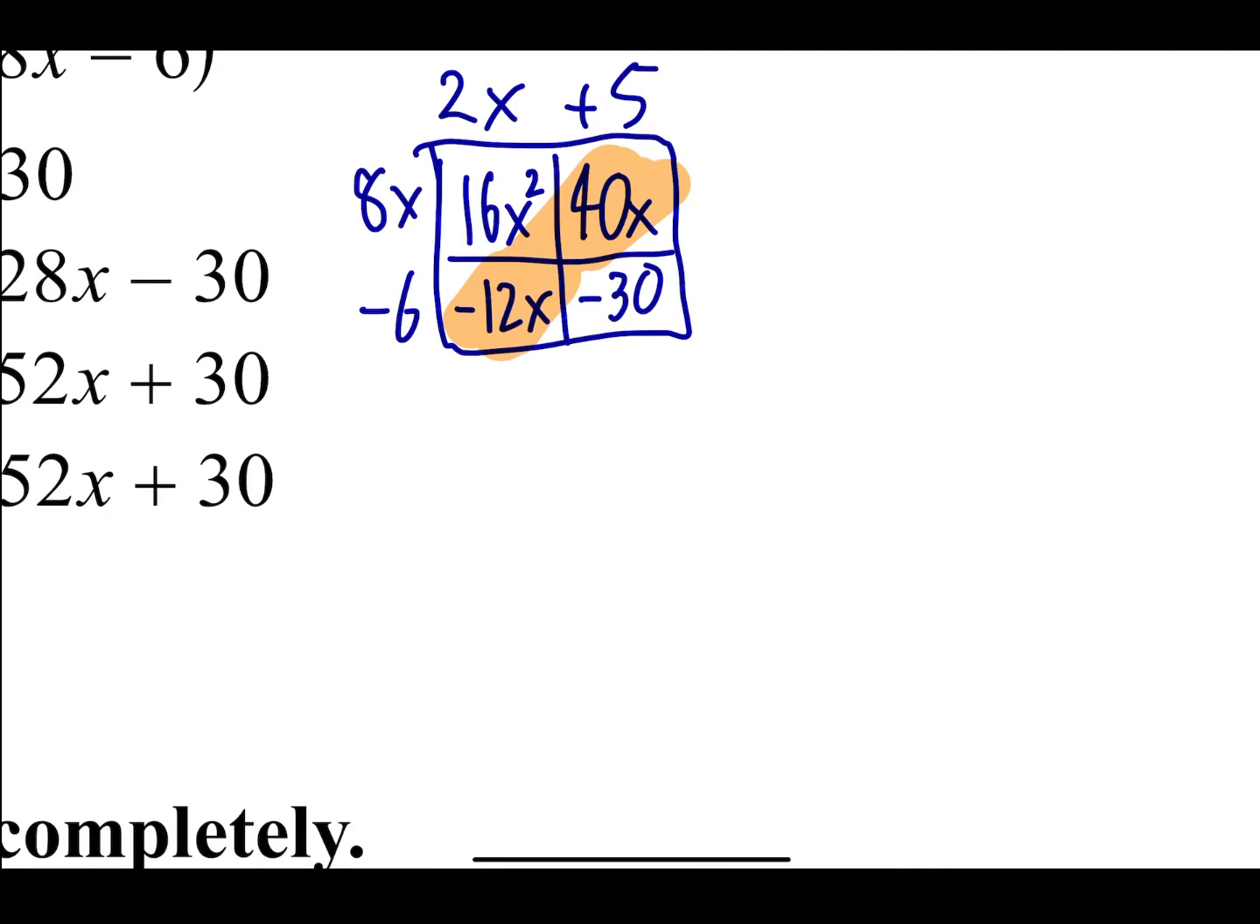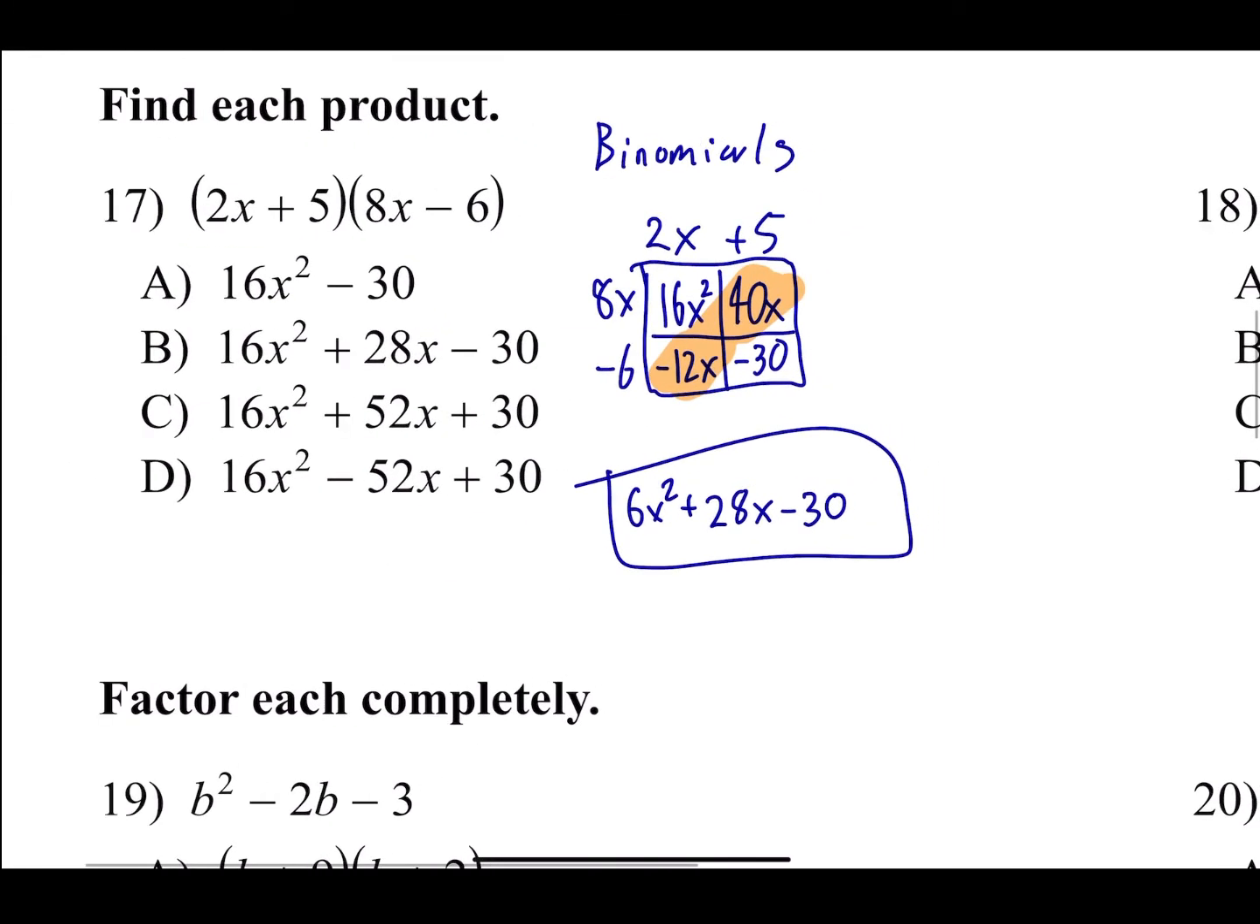So 40 minus 12. Well, let's see. 40 minus 10 is 30. 30 minus 2 is 28. So we got 28x in the middle, 16x squared out front, and a minus 30 in the back. 16x squared, my bad. So our answer is B.